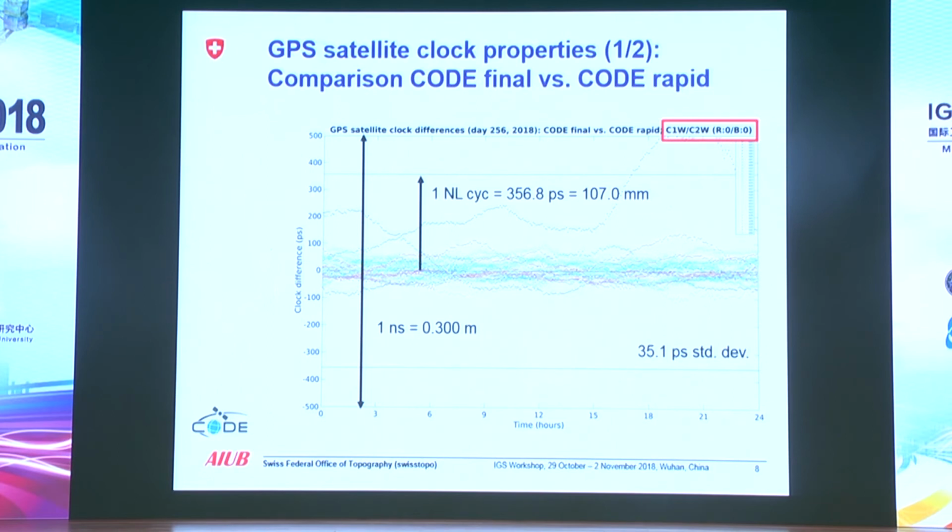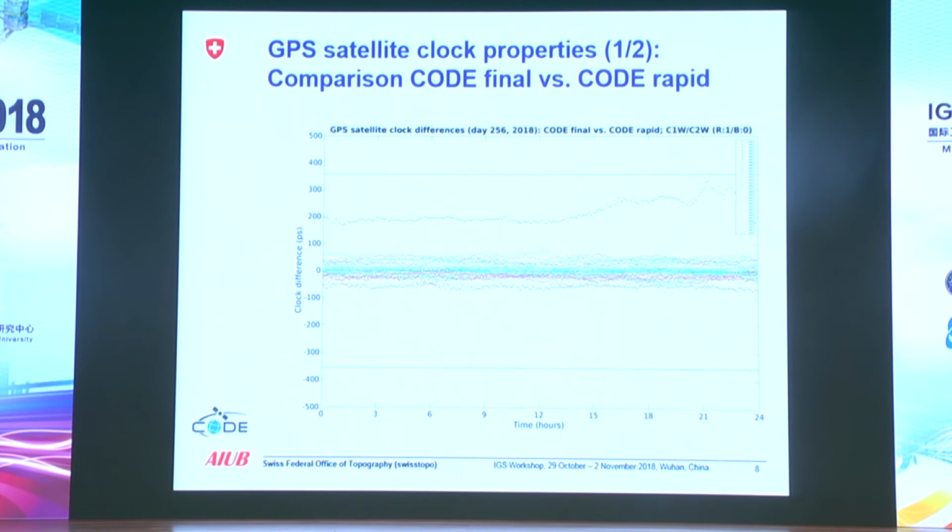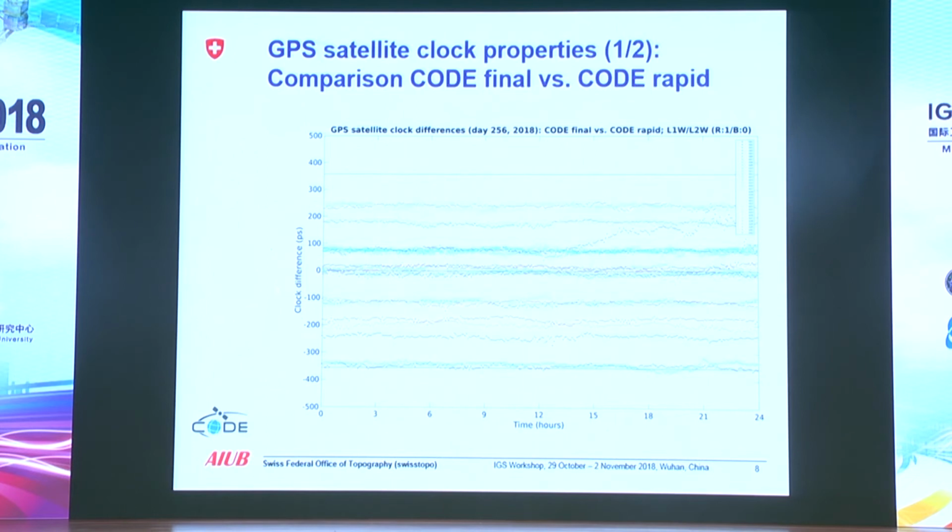So for this situation we have a standard deviation of 35 picoseconds. Then applying the radial correction, you see more or less straight lines at this level for the pseudo-range clocks. And then when we apply the phase corrections, we get these kinds of lines.